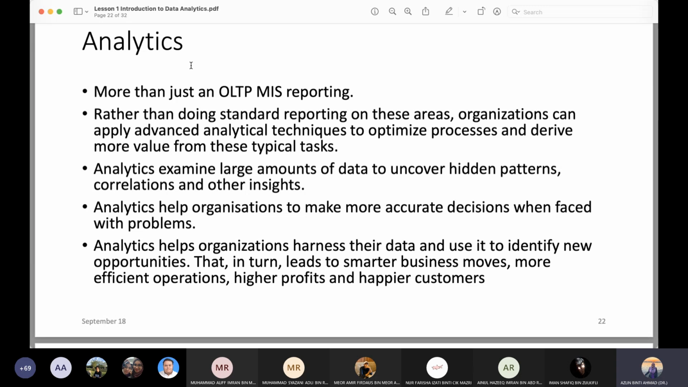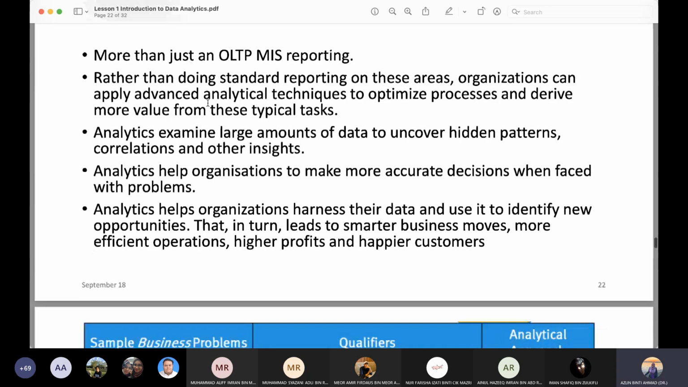Tak payahlah ambil kira benda tu, especially when it involves marketing kan. Kalau nak buat marketing, it will involve lots of money, nak invest untuk buat marketing dekat TV ke, nak buat banner ke, iklan ke, semua melibatkan duit. So that's why they need to use this analytics in order for them to increase their profit tapi reduce the cost. So they will get higher profit and also happier customer lah.